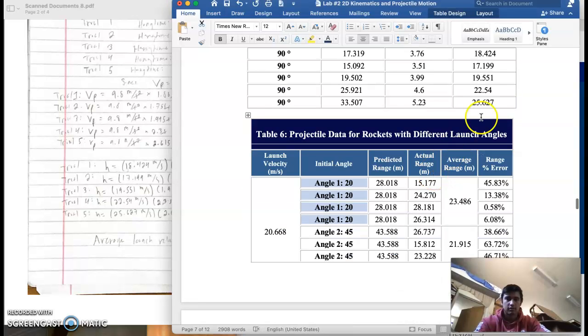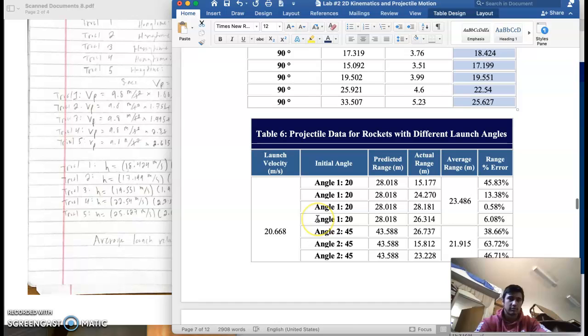Then I averaged all these launch velocities out into one launch velocity for table 6.